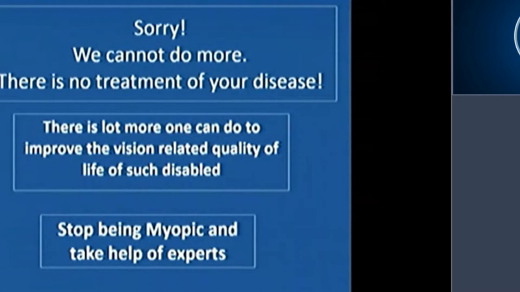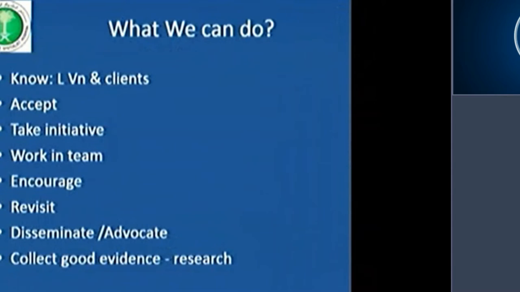But one professor in the USA wrote an editorial after he himself suffered from low vision. He had gone from one place to another seeking help from ophthalmologists, and everybody said the same thing: sorry, we don't have any care for you. This guy retired, then somebody suggested he go to a vision therapist. He joined the services again, and in the editorial he wrote to ophthalmologists that you people are myopic, you don't know anything about what is happening beyond your circle. There is a lot we can do for low vision disabled people, so please take help of the experts who know what to do with them.